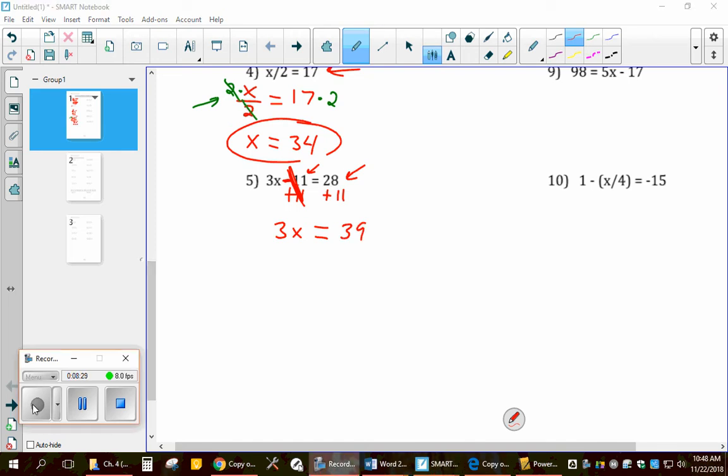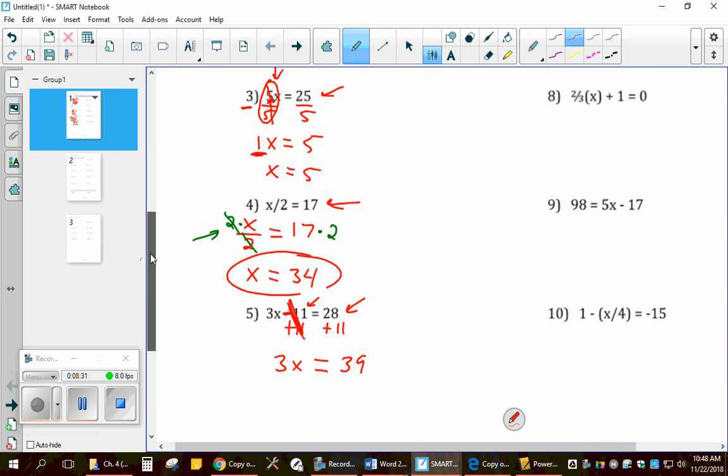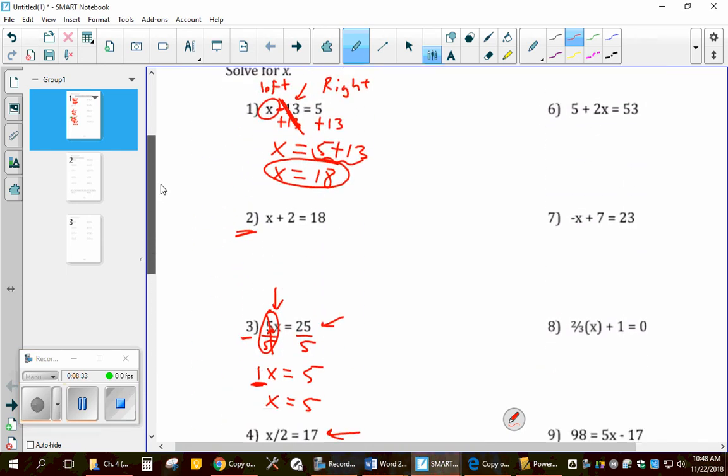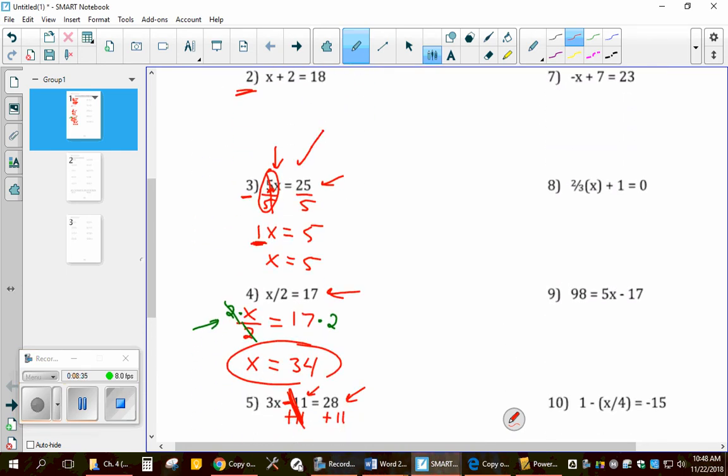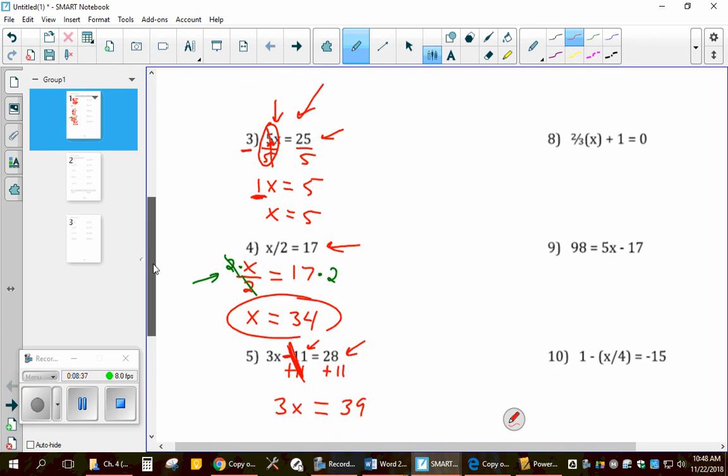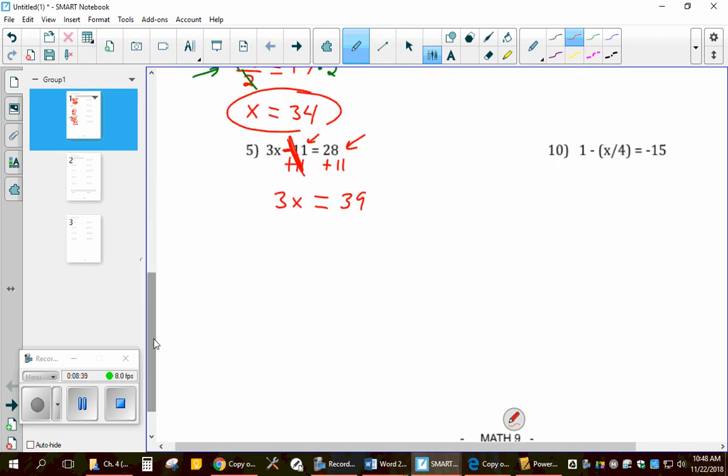Okay, so now this one looks pretty much like, I just want to show you an example when we did. It looks pretty much like when we did this one, right? So it's going to be the same thing, right? I've got 3 times x. When they're written beside each other, it means times, right? What's the opposite of times or multiply? It's divide. So we're going to divide both sides by 3. So divide by 3, divide by 3. Okay, so I'm left with x is equal to 39 divided by 3 is 13.